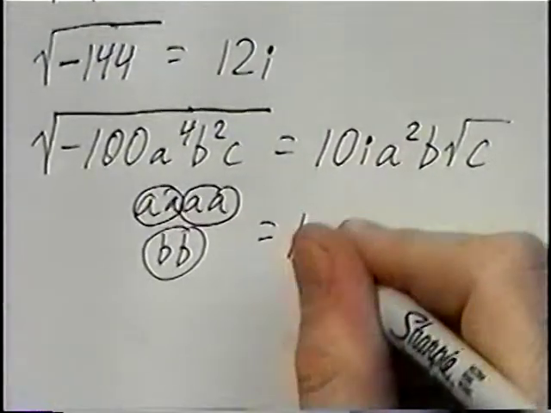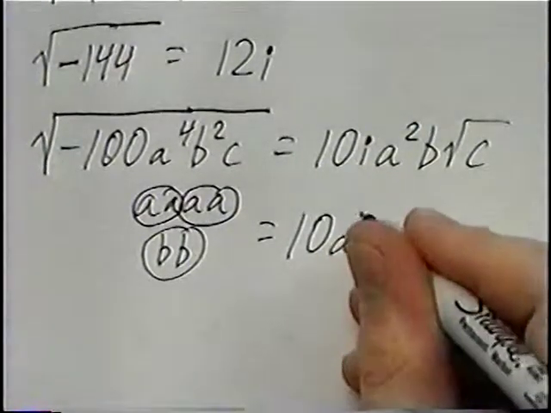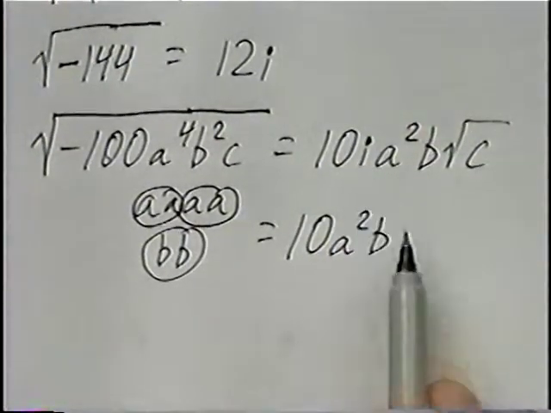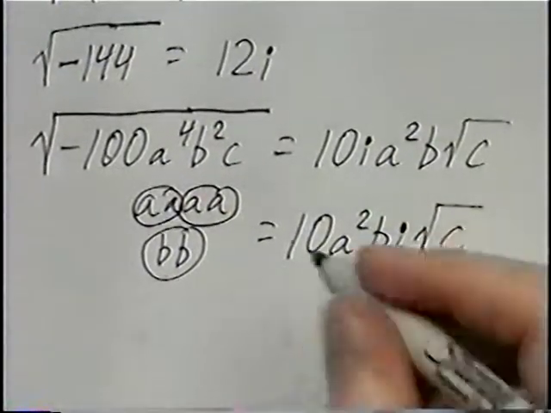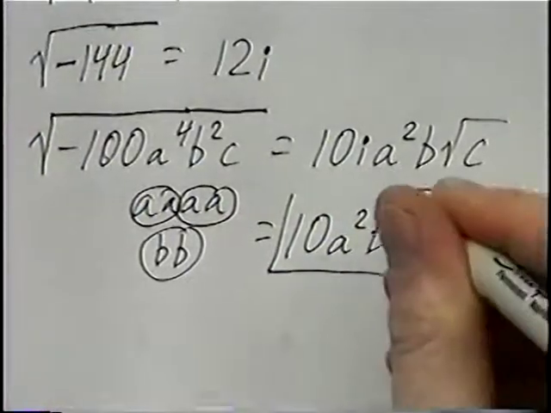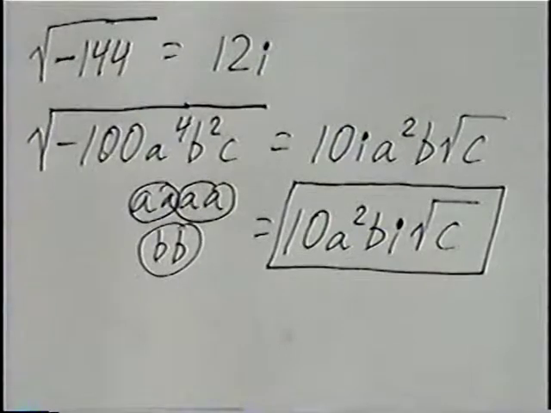Rewriting our answer, we'll have the number first, 10. The variables a squared and b we'll put second. The letter i we'll put after the variables, and the square root of c we'll leave inside the square root. So our final answer would be 10 a squared b i times the square root of c.